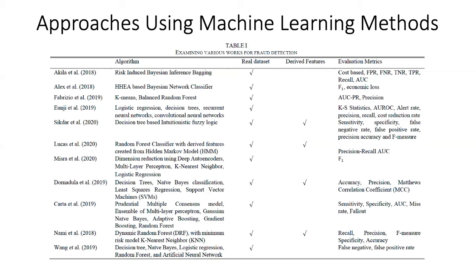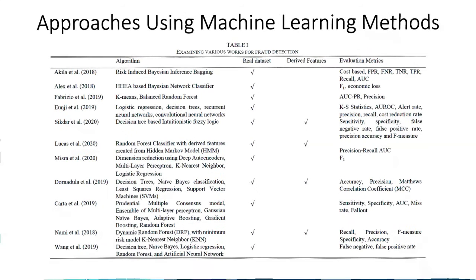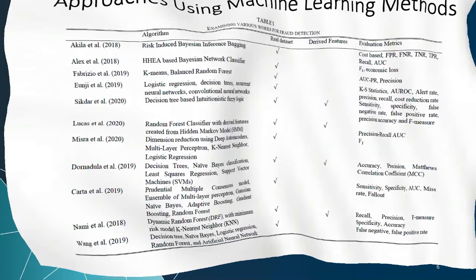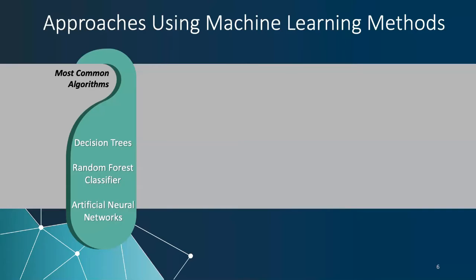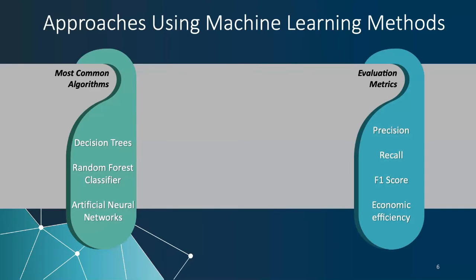And of course, there are some evaluation metrics, like precision, recall, or the area under the curve metrics. We will talk about them later. The common algorithms are decision trees, as I said, random forest classifiers, and artificial neural networks. And the most commonly used evaluation metrics are precision, recall, F1 score, or economic efficiency.